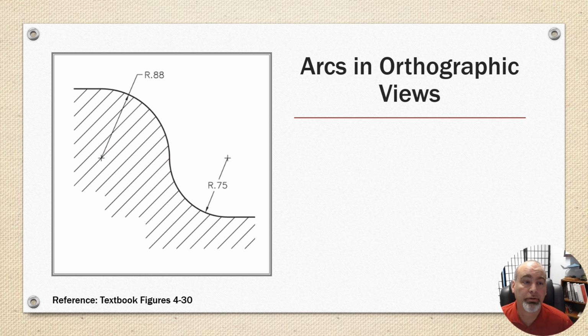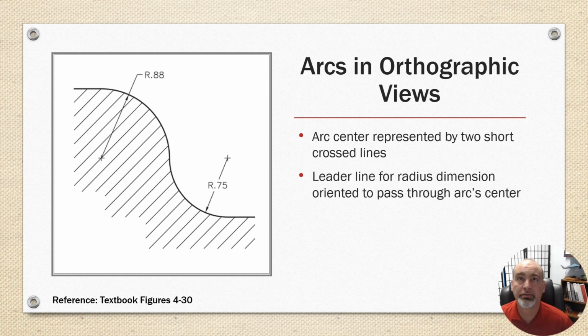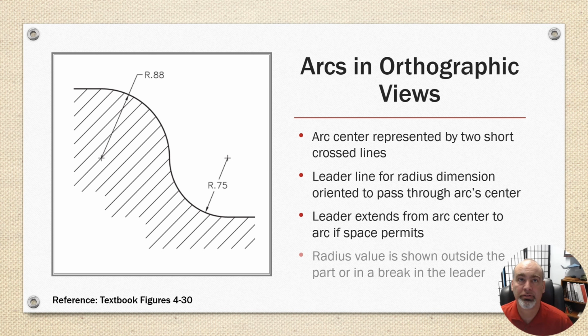Arcs in orthographic views. The arc center is represented by two short cross lines. The leader line for the radius dimension is oriented to pass through the arc center. The leader extends from the arc center to the arc if space permits, and the radius value is shown outside the part or in a break in the leader. So you can have the number in a break in a leader, like the 750 thousandths callout shown on the left.